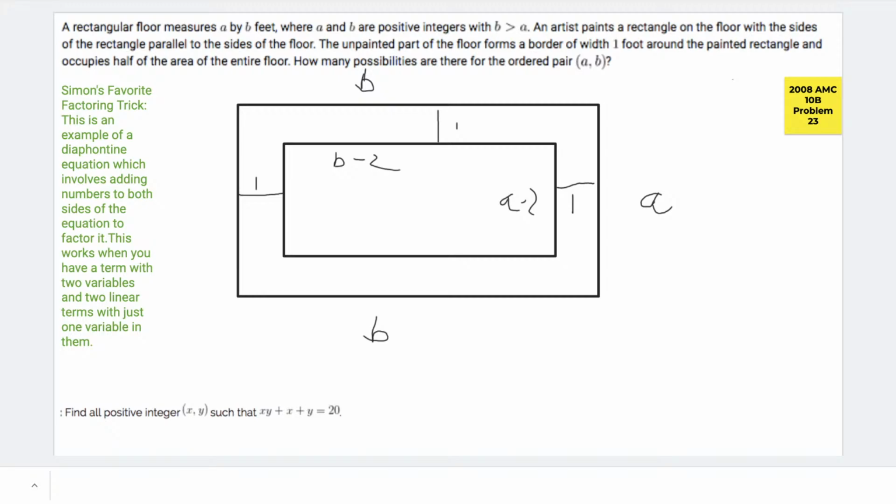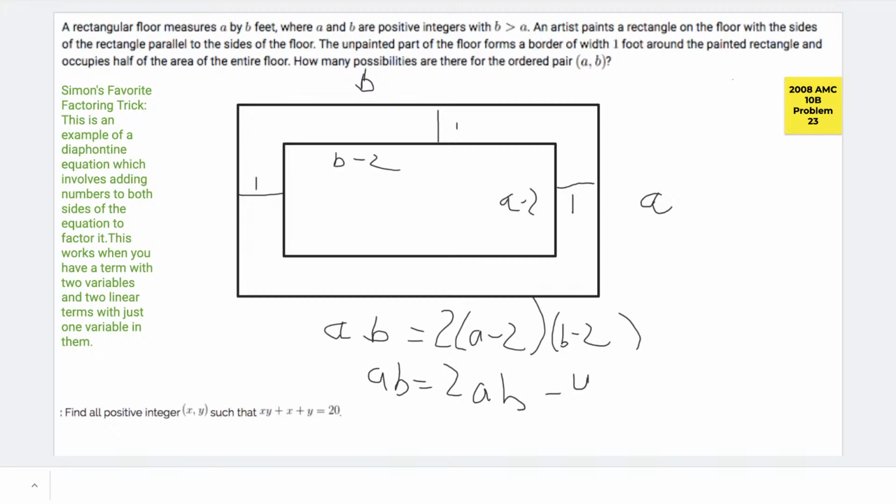So ab equals 2 times (a minus 2) times (b minus 2). Now, if you solve this, you get ab equals 2ab minus 4a minus 4b plus 8. And now you take ab to this side, subtracting ab from both sides, and you get ab minus 4a minus 4b plus 8 equals 0.